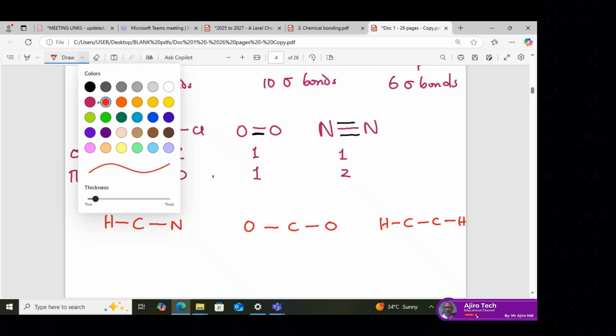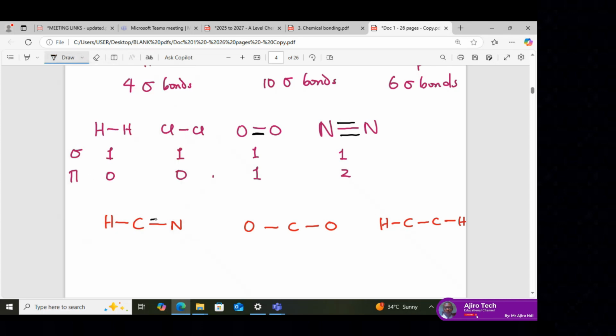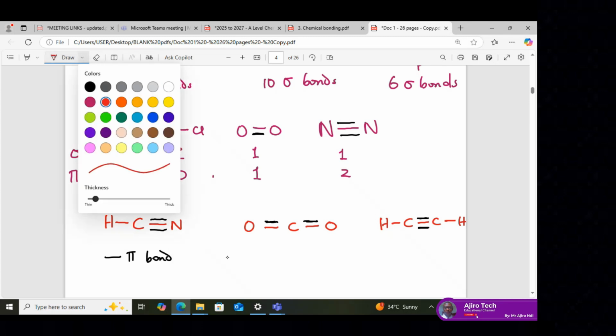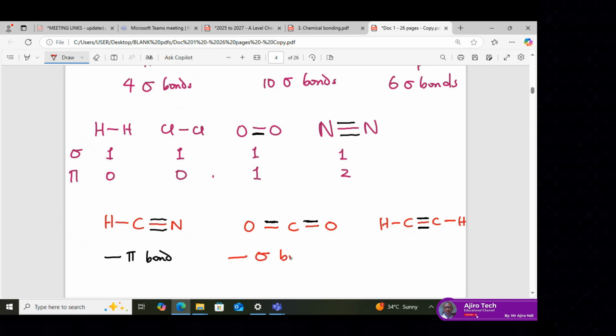All those bonds are sigma. Now let me fill it up. Pi bond, pi bond, pi bond, pi bond, pi bond, pi bond, pi bond. Do you get it? So all these ones are pi bonds. Are you there? Yes. Then all these ones are sigma bonds. Do you understand it now? Have I settled it?